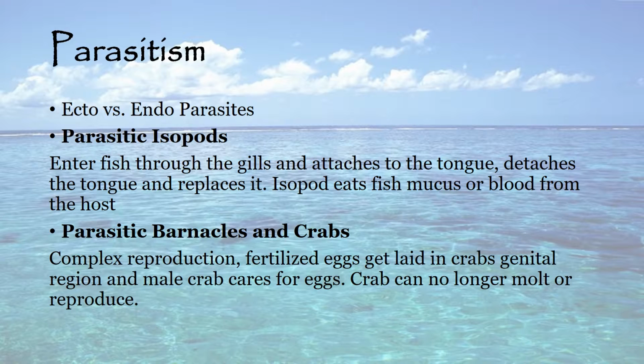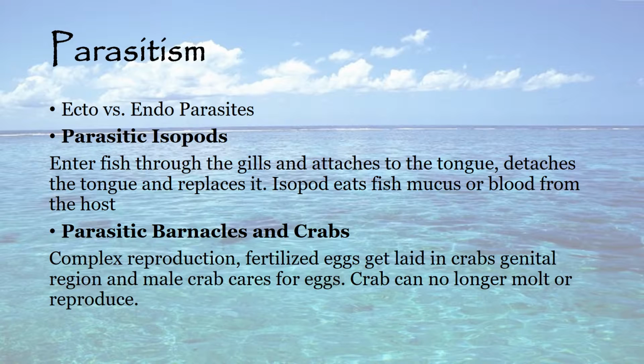There are parasitic isopods, a good example, and a pretty well-known one. They'll enter fish through the gills, and they'll attach themselves to the tongue of the fish. Then they'll physically detach the tongue, and they replace it in the fish's mouth. It's pretty gross. What they do is they'll eat fish mucus, they'll eat what the fish has been eating, and they'll sometimes suck blood from the host organism.